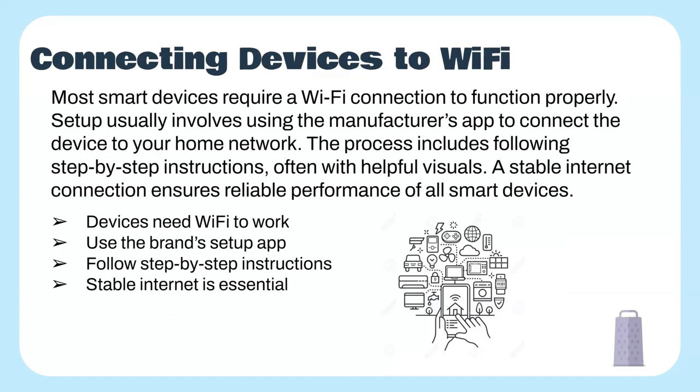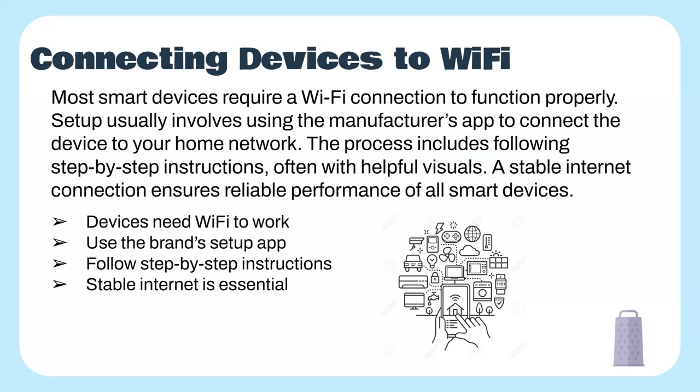Okay, connecting devices to Wi-Fi. Most smart devices require a Wi-Fi connection to function properly. This setup usually involves using the manufacturer's app to connect the device to your home network. So you download an app on your phone. Most are controlled by some sort of app. What you do is connect that smart device to the app, and then it's also connected to your Wi-Fi network.